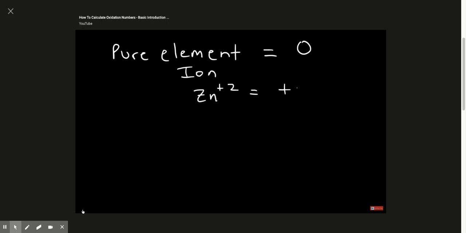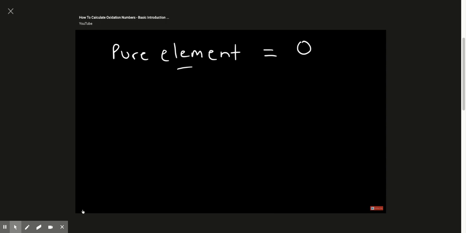Anytime you have a pure element, the oxidation state will always be 0. And if you have an ion, let's say a monoatomic ion, the oxidation state is the same as the charge of that ion. Now let's talk about compounds.